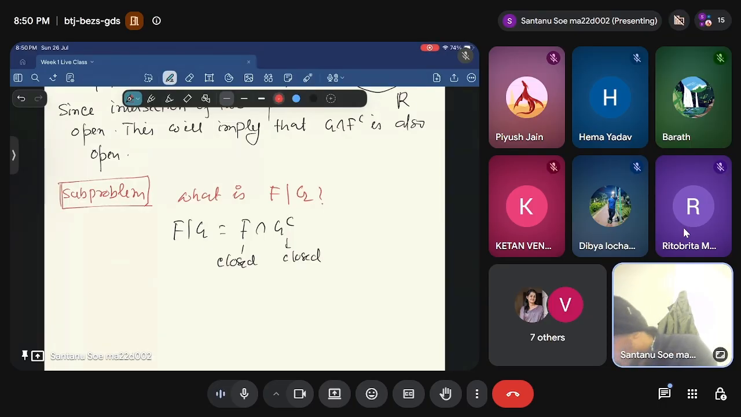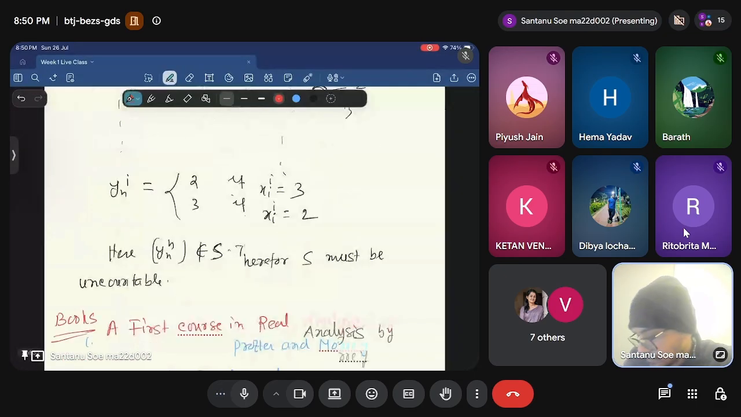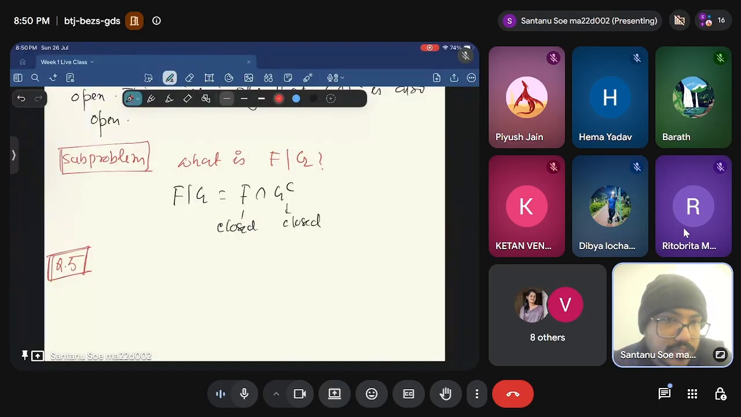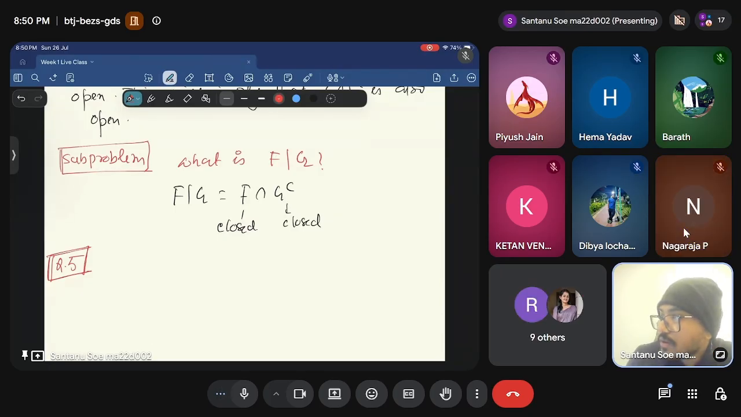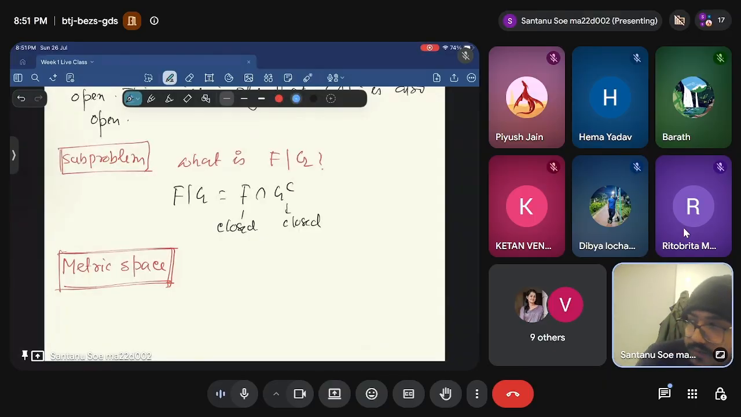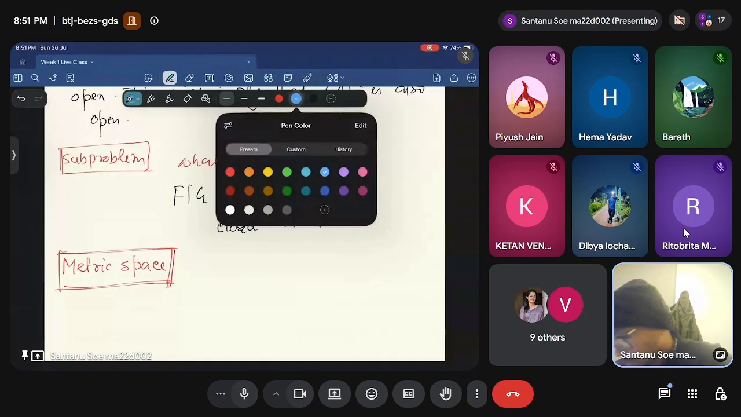So let me go to the next question, if there are no doubts. So the next question is going to be from metric space. I hope you all know the definition of a metric space, and if you don't, then let me first write the definition of a metric space, right? Can anyone tell me what is the definition of a metric and what is the definition of a metric space? Anyone?